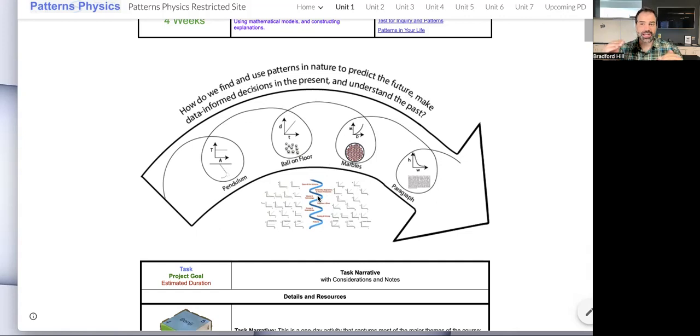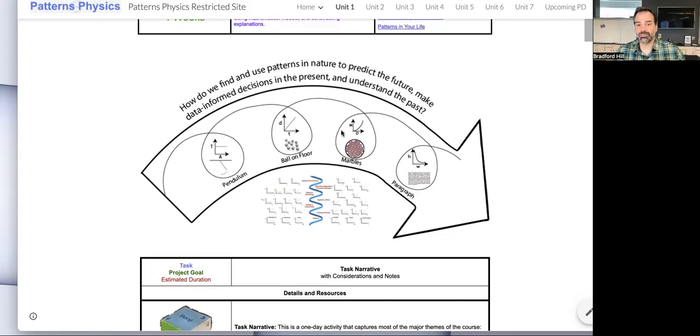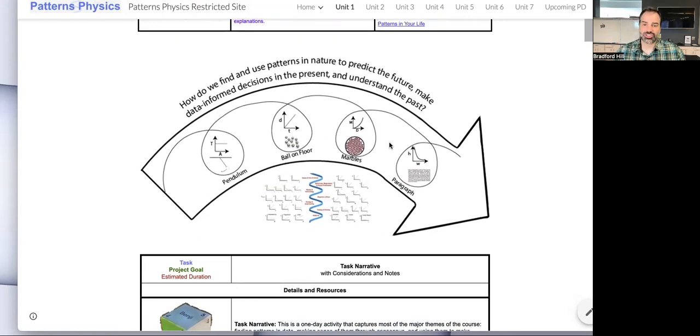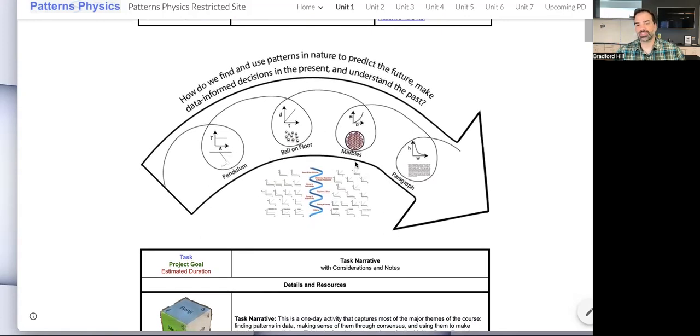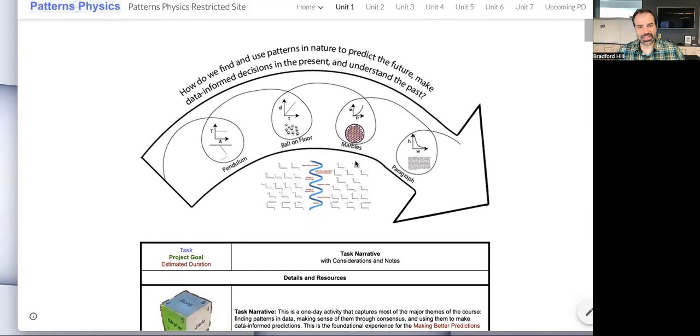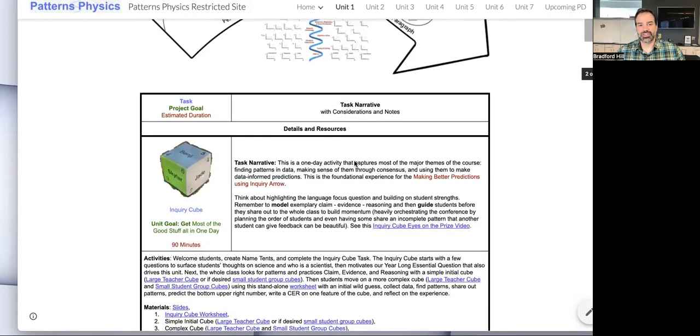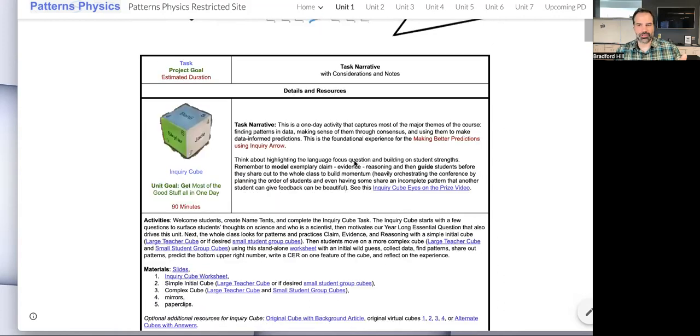So exposure, practice, mastery. We are in exposure. We want to expose them and give them this strong foundation with these 4 patterns, but they are not mastering them yet. All right, there is a fun first day activity, or the first day of curriculum for you, with the inquiry cube.